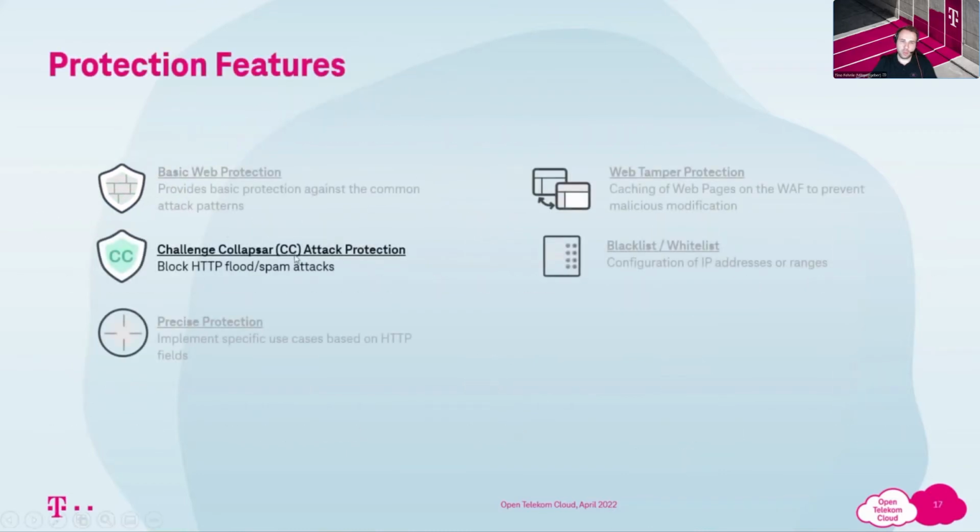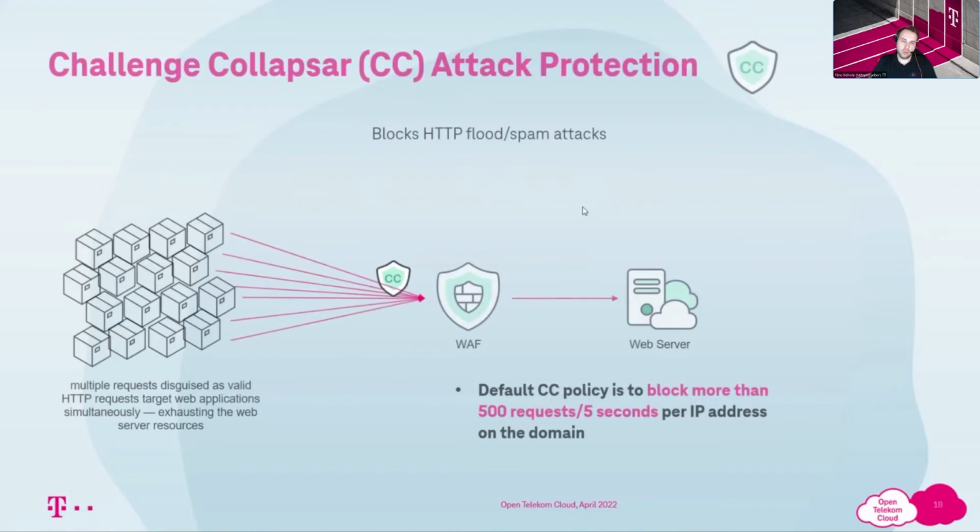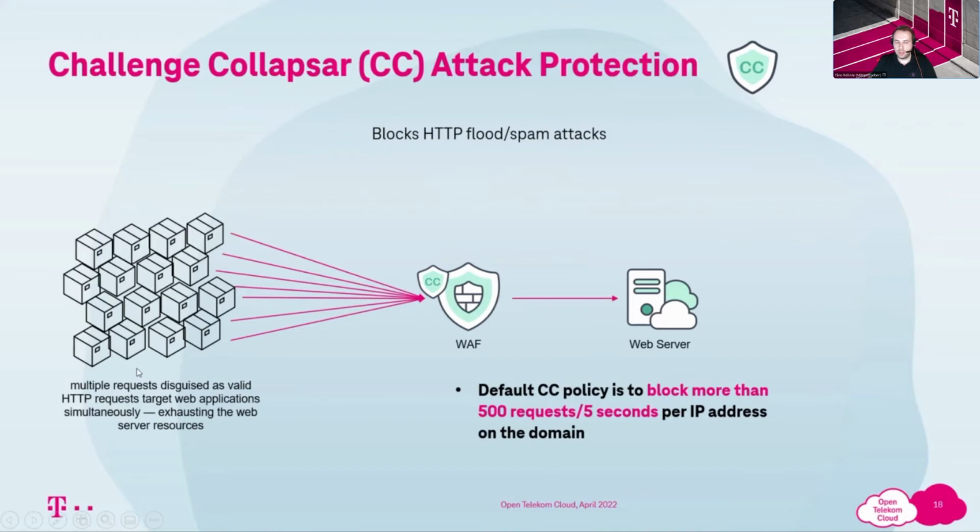Then we have the challenge collapsar attack protection. This is basically a kind of anti-DDoS on HTTP level. This means you have, let's say, multiple requests reaching your web server, trying to create a denial of service, a DoS, for your service. This is an attack which the WAF can protect against. As a default CC policy, it is implemented that when you have more than 500 requests within 5 seconds from the same IP address, requesting something from your web server, that this IP address is blocked.